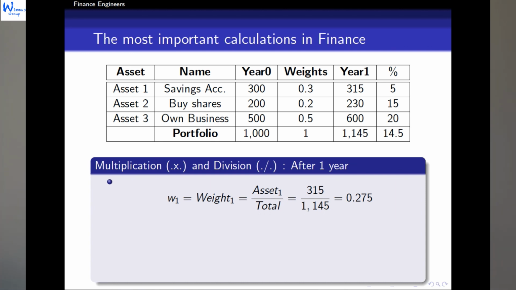And the weight for the second asset after 1 year is going to be 230 divided by 1145, which is equal to 0.201. And the weight for the third asset is going to be 600 divided by 1145, which is equal to 0.524.